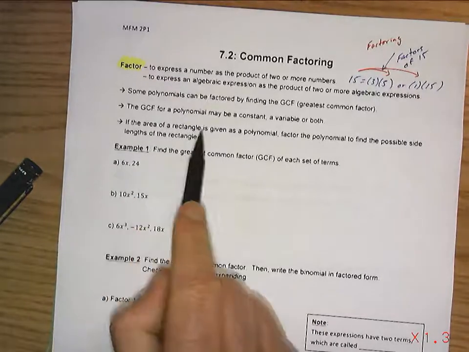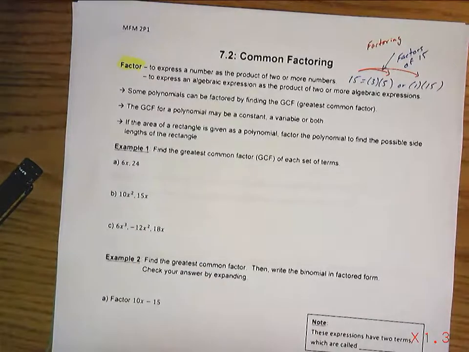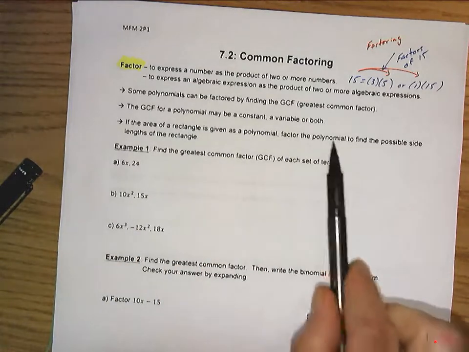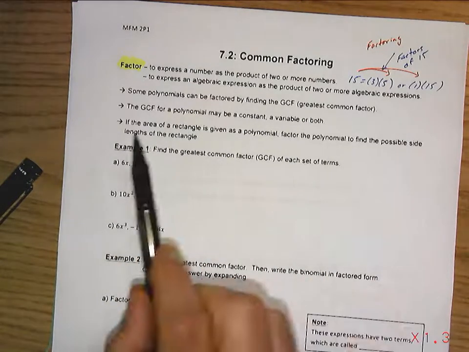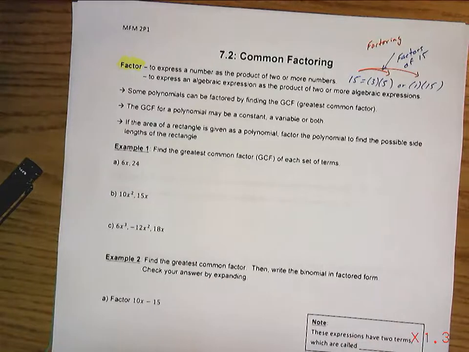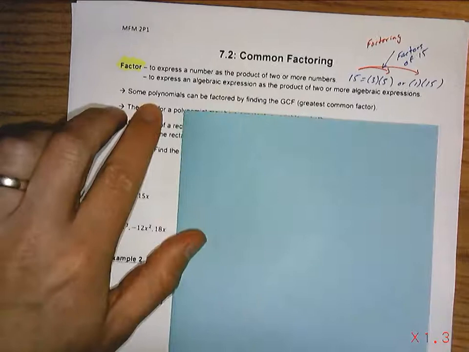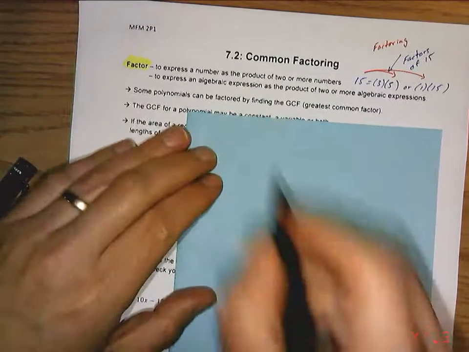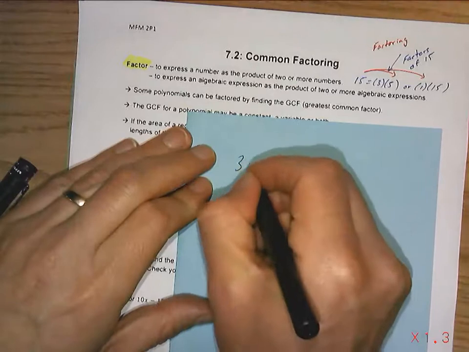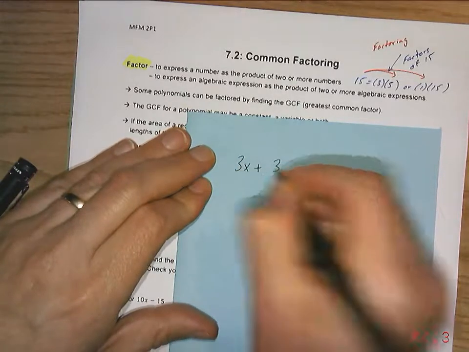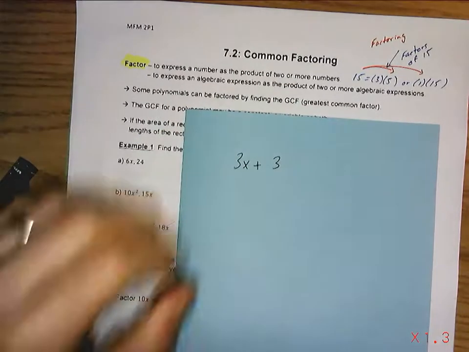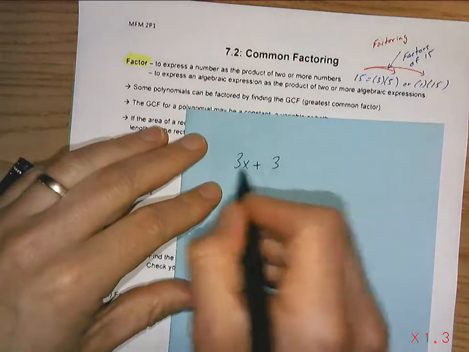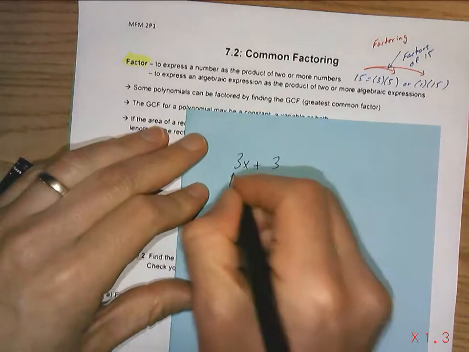And the area of a rectangle is given as a polynomial. So if the area of a rectangle is given as a polynomial, factor the polynomial to find the possible side lengths of the rectangle. Okay, so there's a bunch of things going on there. First one, let's talk about some polynomials can be factored finding a GCF, a greatest common factor. So let's take a look at 3x plus 3. Now that has a common factor in both of them of a 3.